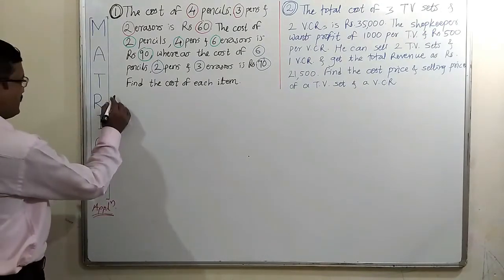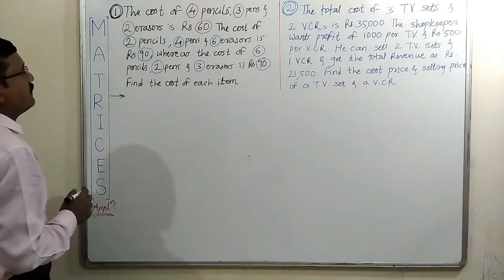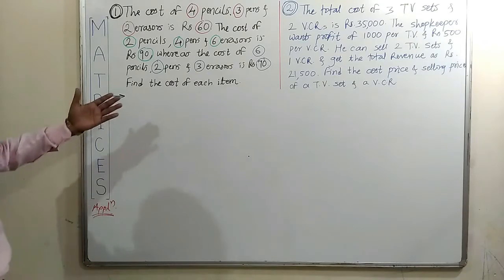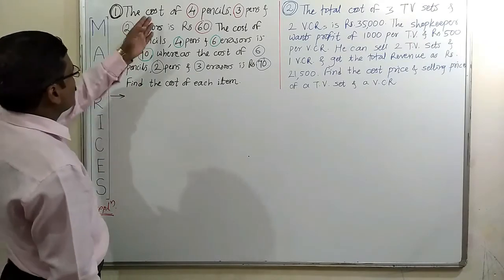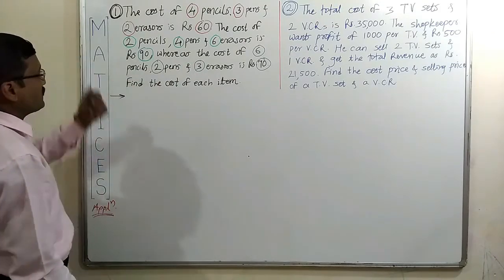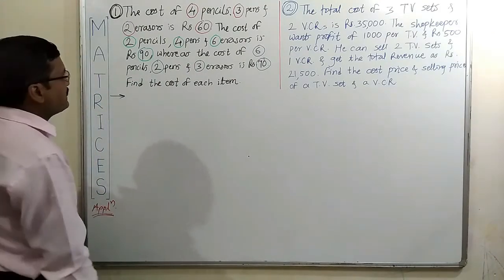So let us consider here. We have to find the cost of each item. So suppose the cost of each item, means cost of each pencil, each pen and each eraser, be rupees X, Y and Z.